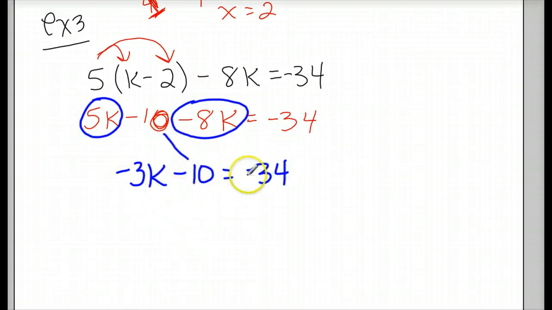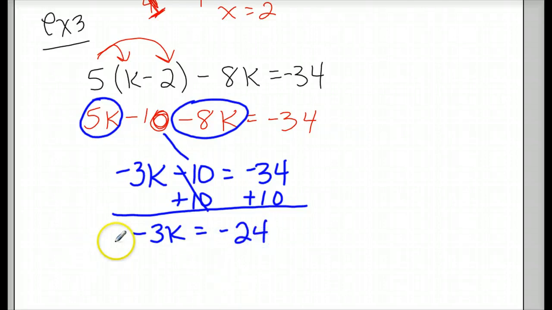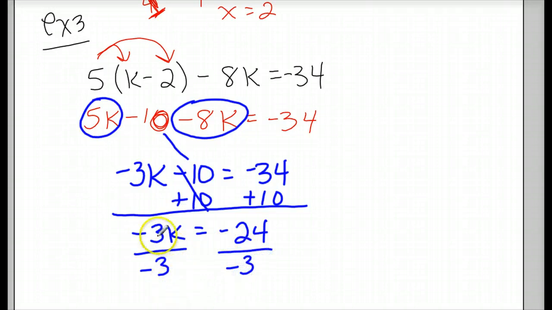So now what do we do? Now we have a two-step equation yet again. Well, this time we have subtraction, so we want to add because we're always doing the opposite. So negative 3k equals, remember, negative 10 plus 10, that's 0. Negative 34 plus a positive 10 is going to leave us with a negative 24. Now we divide both sides by negative 3. Over here, remember this is just a big fat 1. We get k equals negative divided by a negative is going to give us a positive 8.